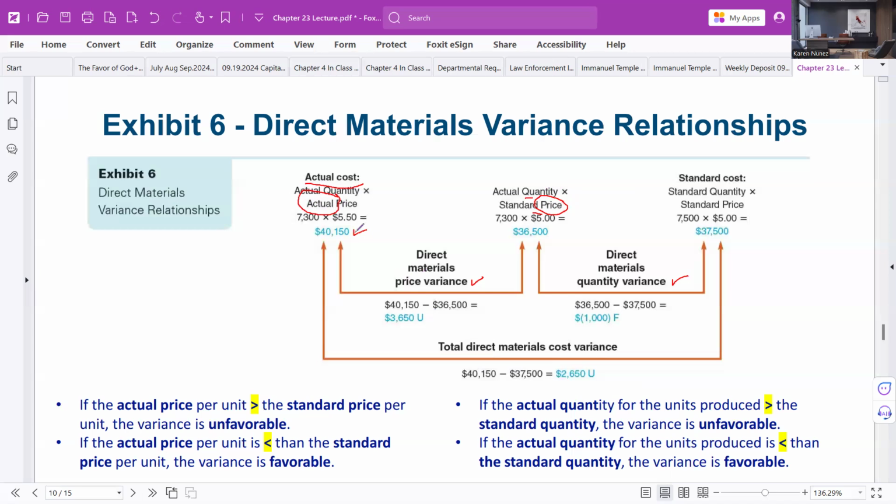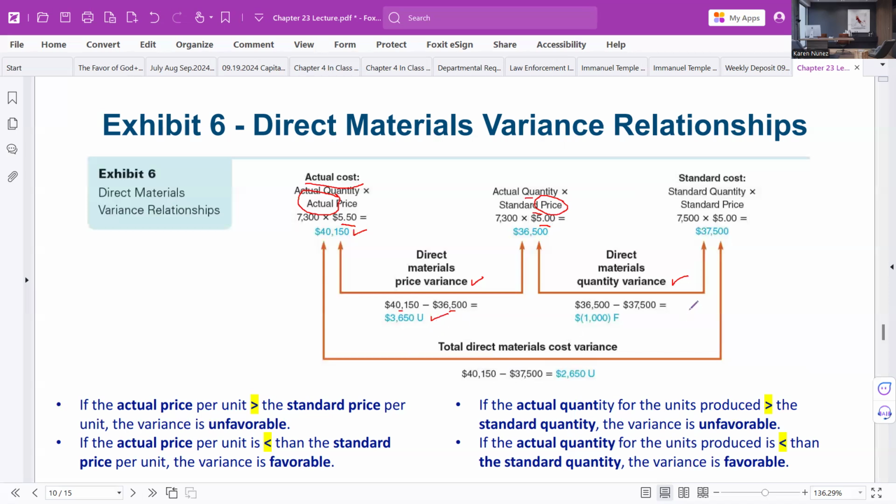So when we take the difference, 40,150 minus 36,500, we get this direct materials price variance. And it is unfavorable. Why? Because we paid $5.50 versus what we should have paid, $5. We paid 50 cents more than we should have. Hence, we have an unfavorable direct materials price variance.